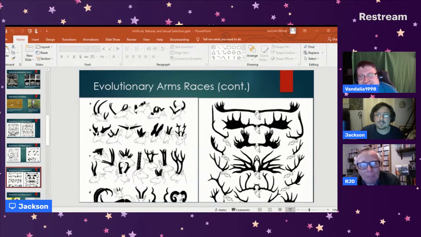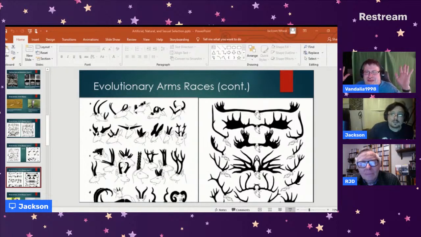So when we were still little, hiding from dinosaurs back in the Triassic, we probably weren't having all this big antler stuff. Everything was just a little shrew or a badger, something like that. They were all very small. Nothing had really big sexual ornamentation.